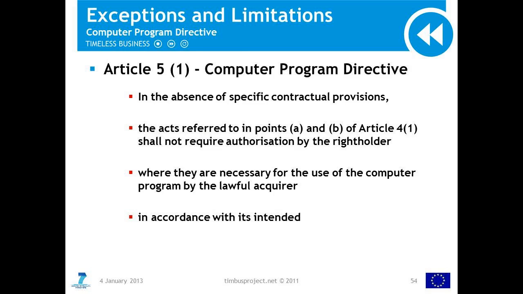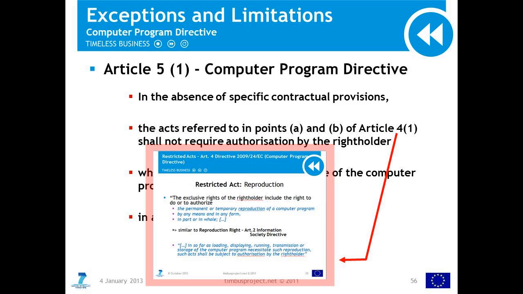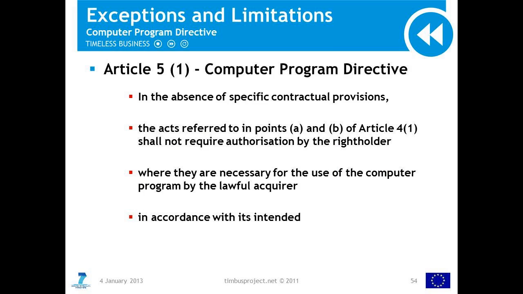So the lawful acquirer limitation says that if there is no other contractual agreement, the acts referred to in point A and B of Article 5, if you forgot what I was talking about, the reproduction right, shall not require authorization by the right holder when it is necessary to use the computer program. So this is something like the mirror of the temporary reproduction right from the Information Society Directive.